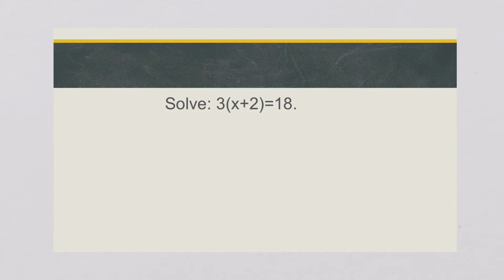Okay, so now we've got some distributive property here. So I want to multiply. First I want to distribute, okay? So I want to multiply 3 times x and 3 times 2. So 3 times x is 3x. 3 times 2 is 6. And now, next thing I do, I subtract 6. So I've got 3x is equal to 12. Divide by 3. X is equal to 4.